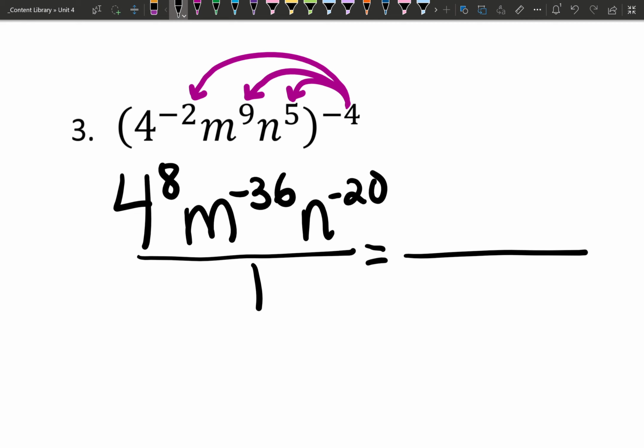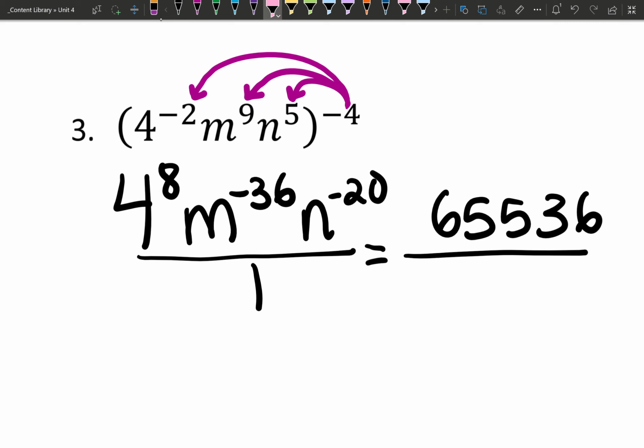I don't remember off the top of my head. Let me calculate that real quick. I did not bring my answer key with me today. That is a huge number. But 4 to the power of 8 is a positive exponent. 4 to the power of 8 is 65,536.